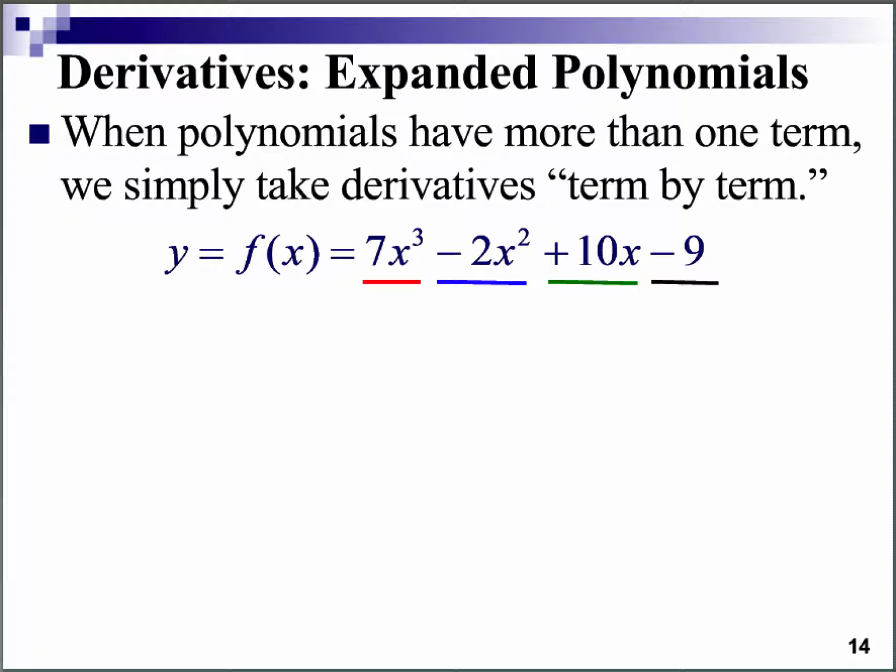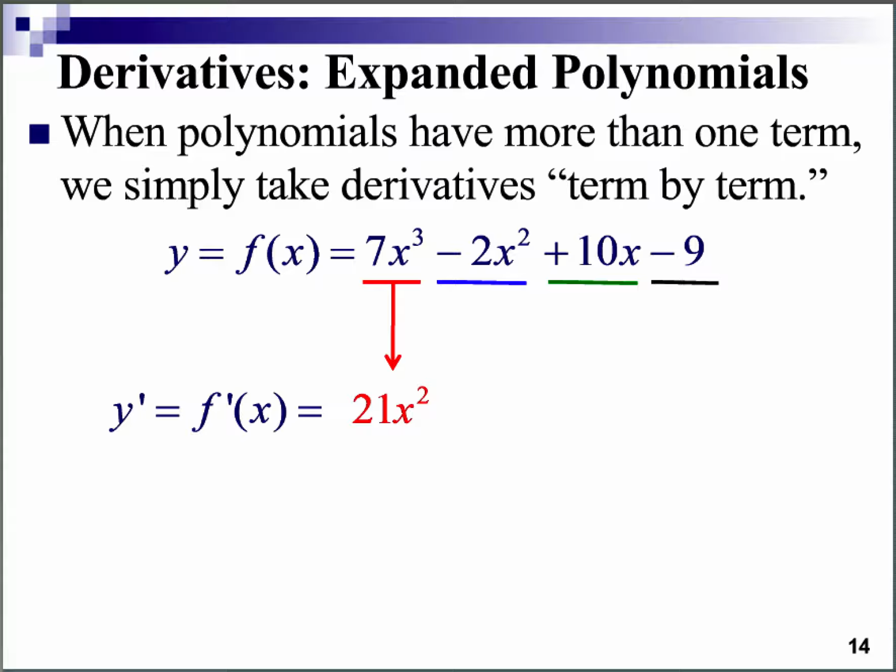We'll start with the first one, 7x to the 3. The derivative of that term is equal to 21x squared. So of course that comes from taking the 3, the original power, multiplying by 7. 3 times 7 gives me 21. Keep the x, and then reduce the original power of 3 by 1 down to 2. So that gives me 21x squared.